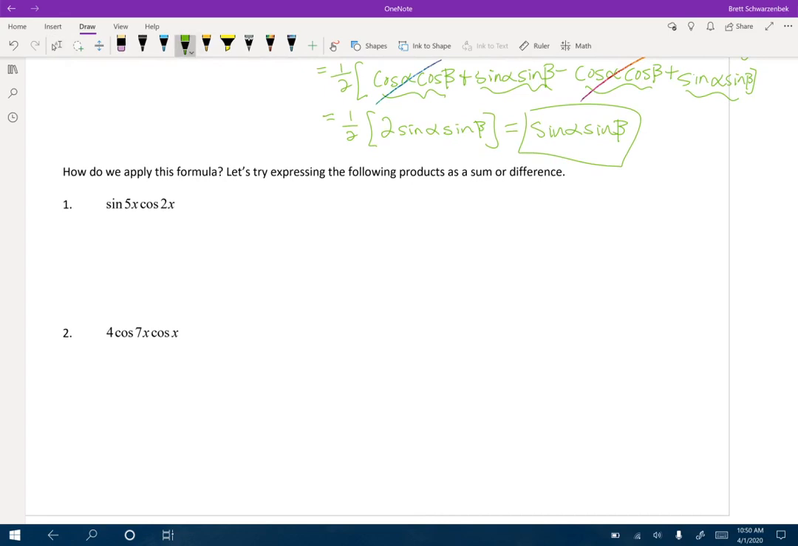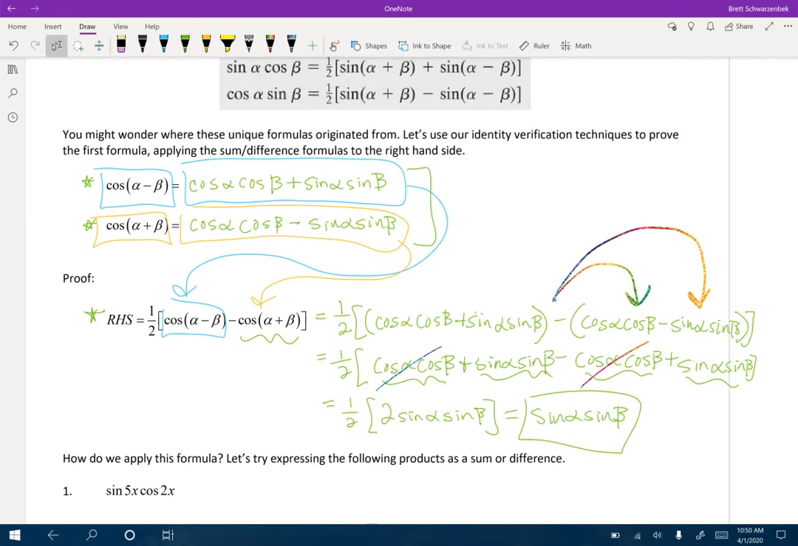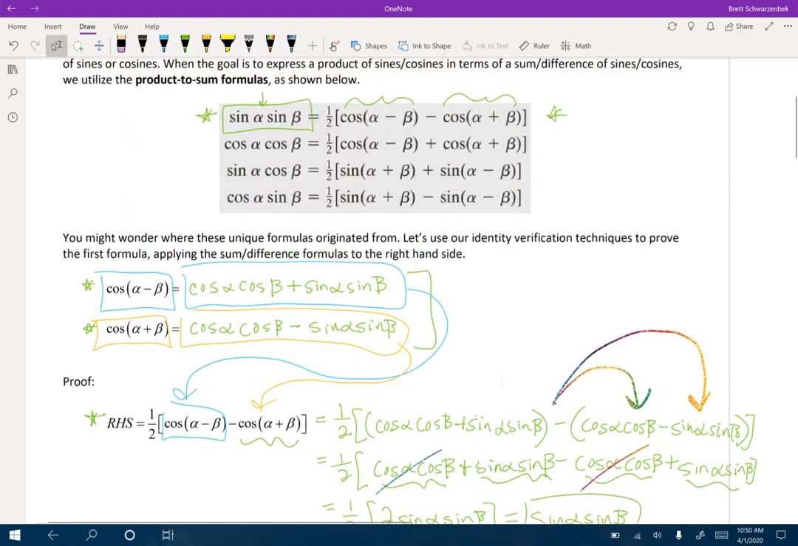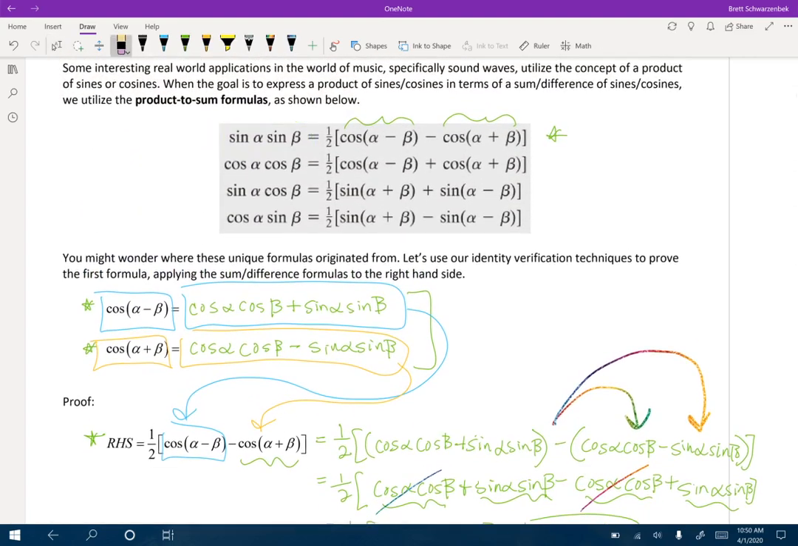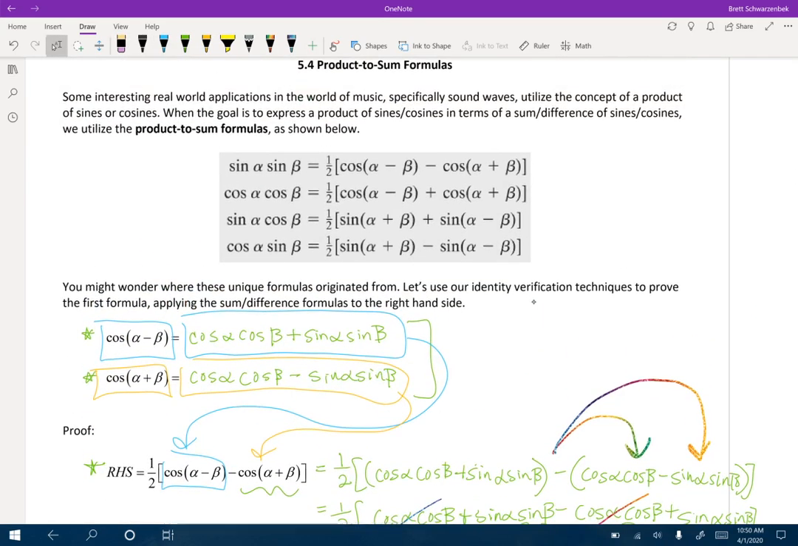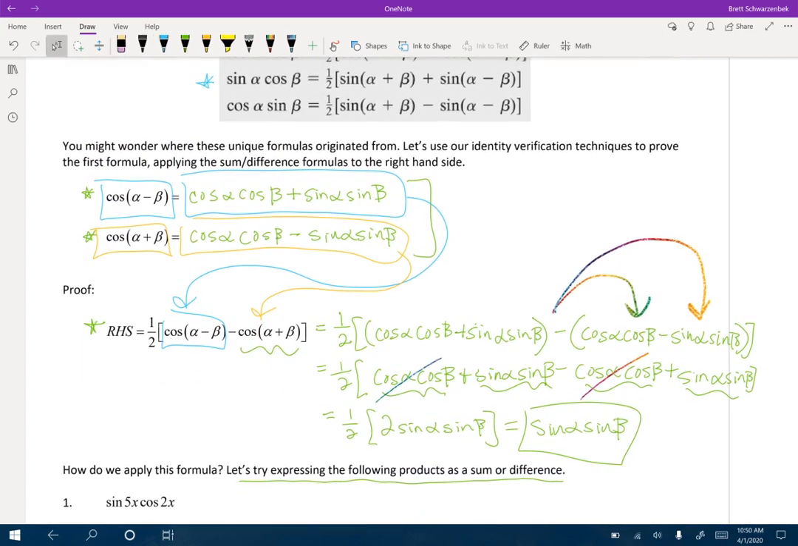Okay, so how can we apply these formulas? So if you look at, let's say we're given sine 5x cosine 2x. Okay, so the directions are, let's try expressing the following products as a sum or difference. Okay, so if you look over in the formulas that are going on up here, if we look for sine cosine, we end up at the third formula. So we need to take that in order to change sine 5x cosine 2x into what's on the right side.